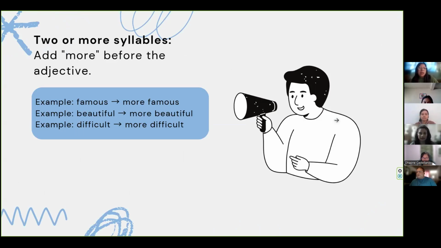Two or more syllables, add more before the adjectives. When an adjective has two or more syllables, we don't add er or est to the end of it. The adjective famous has two syllables. Can we say famouser? No, it does not exist. For comparatives, we use the word more before the adjectives with two or more syllables. So famous becomes more famous. Beautiful, more beautiful. Difficult, more difficult. For example, in a sentence, Albert Einstein is more famous than many other scientists.